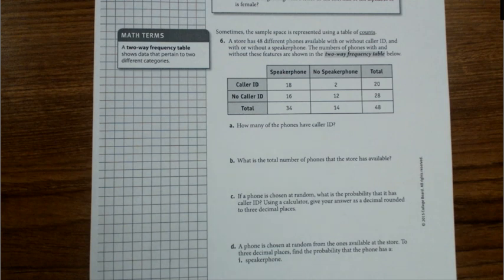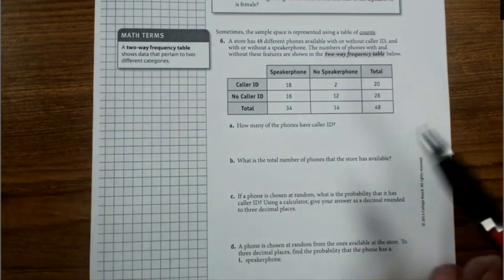Number 6, a store has 48 different phones available with or without caller ID and with or without a speakerphone. The number of phones with and without these features are shown in the two-way frequency table below. Letter A. How many of the phones have caller ID?